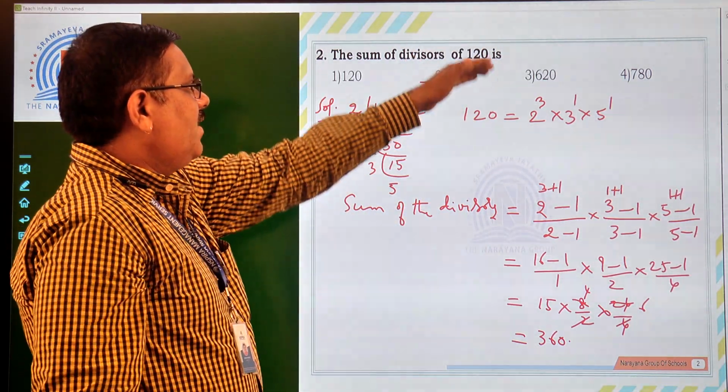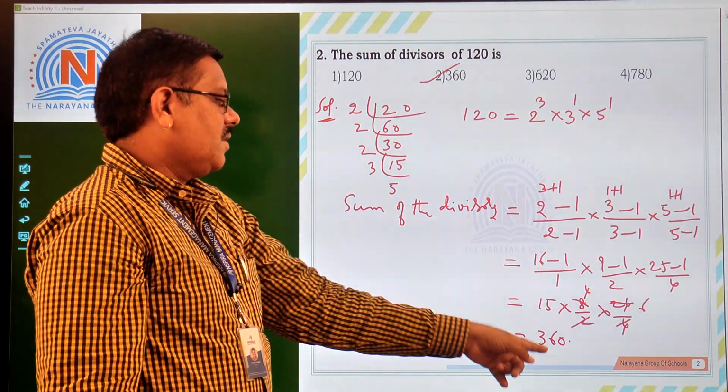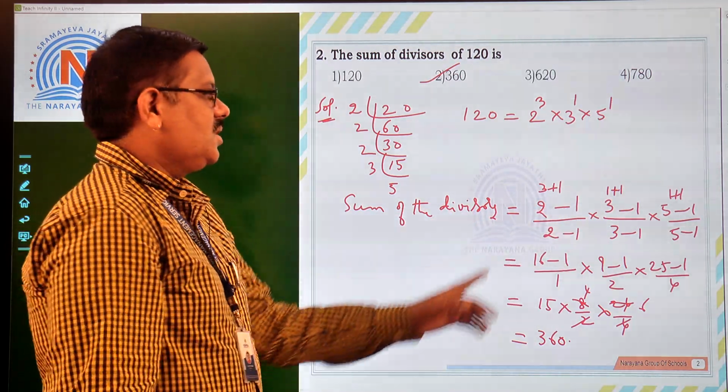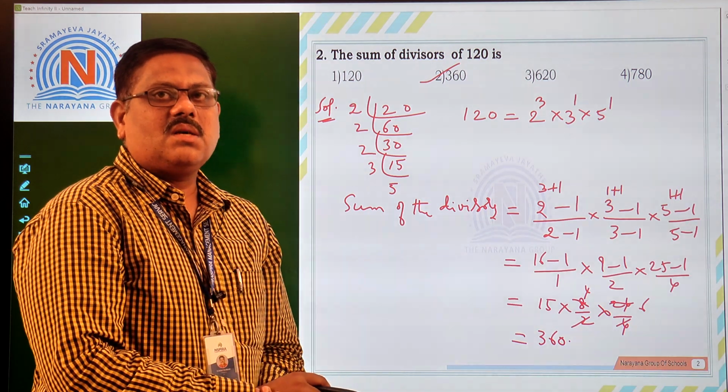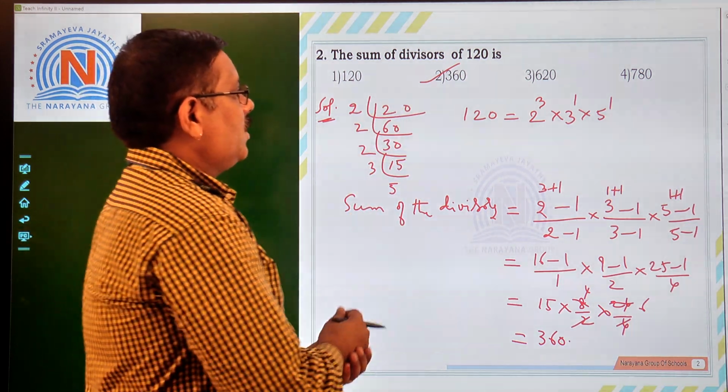If you list out all the divisors of 120 and add them up, the summation is otherwise 360. No need to do that. There is a direct formula to do this. Using this formula, we will be able to find the sum of the divisors in an easy manner. That is 360. Okay, now we will move to the next question.